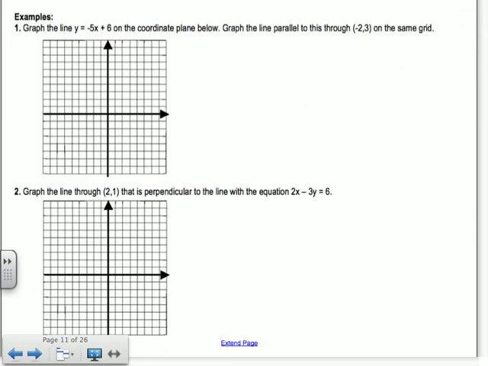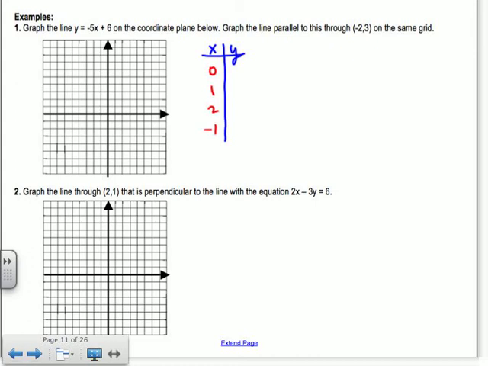All right, so number one, graph the line y equals -5x + 6 on the coordinate plane below. Graph the line parallel to this through (-2, 3) on the same grid. Okay, so if y = -5x + 6, if you guys need to do a t-table, we can do a t-table. Plug in different values, so plug in 0, 1, 2, let's do -1.